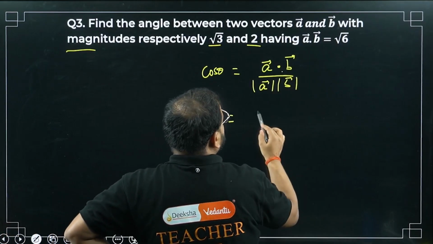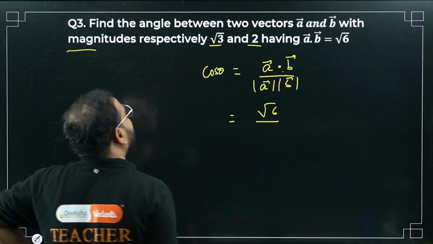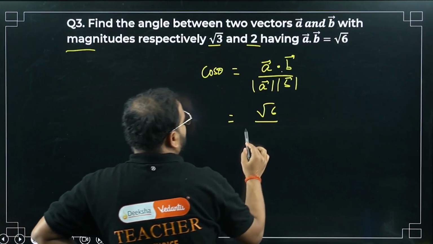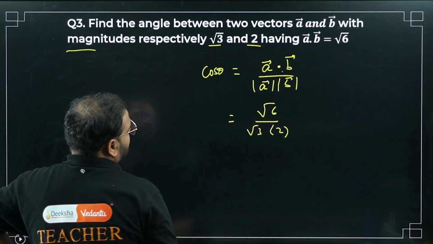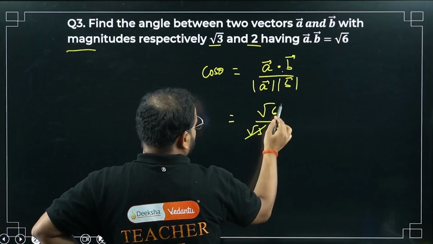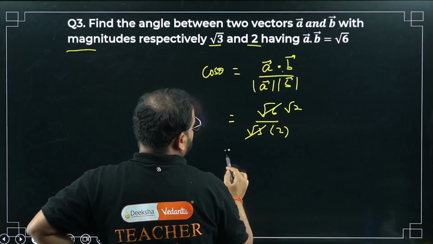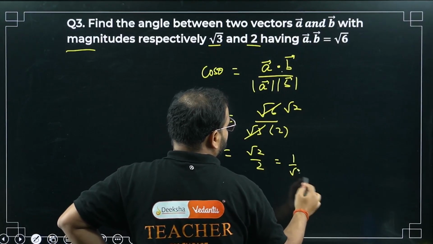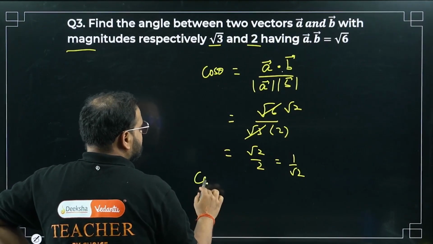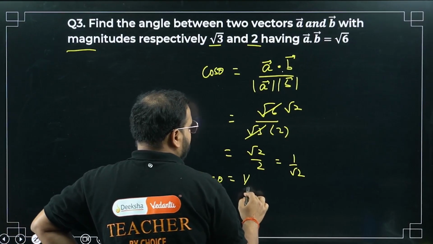The dot product is given as root 6, so you write root 6 here. What's the magnitude of a? Magnitude of a is root 3 and b is root 2, right? Cancel root 3 with root 6 times root 2. I can cancel. What am I going to get? Root 2 upon 2. What's the answer? 1 by root 2. So this is cos theta equals 1 by root 2.